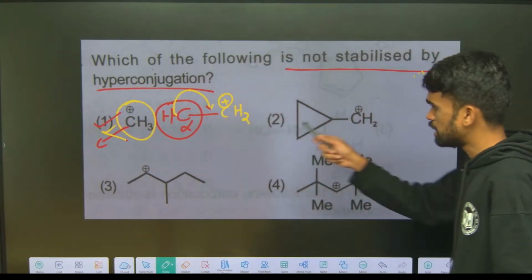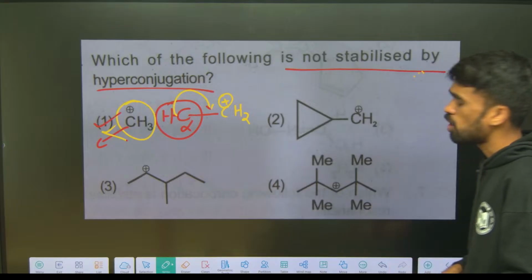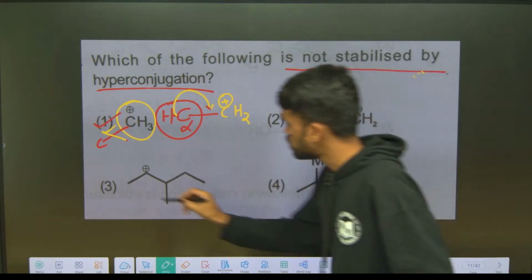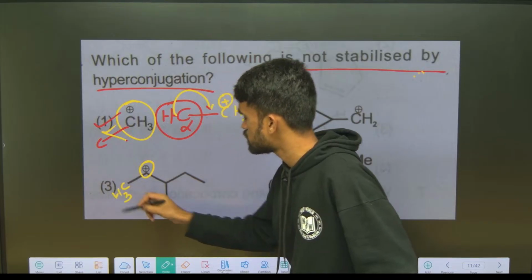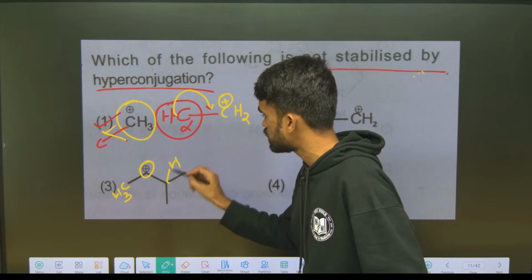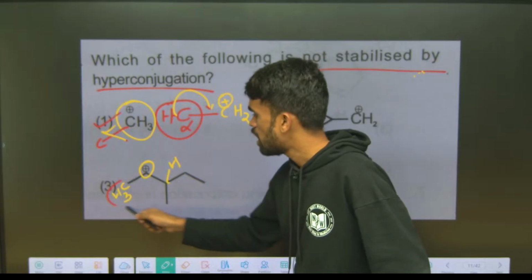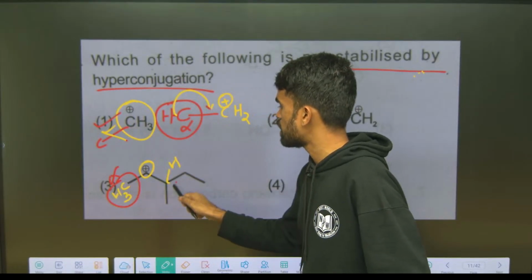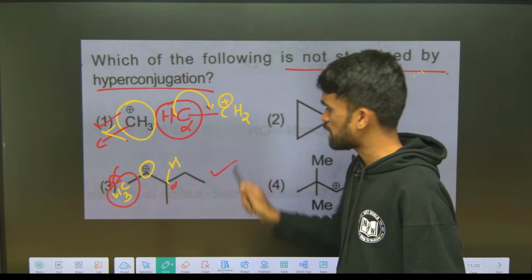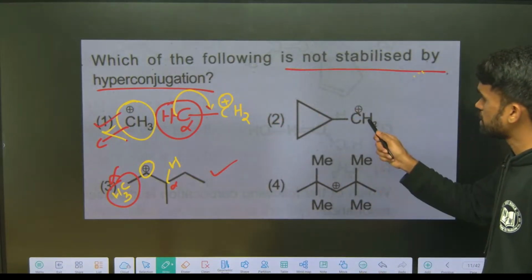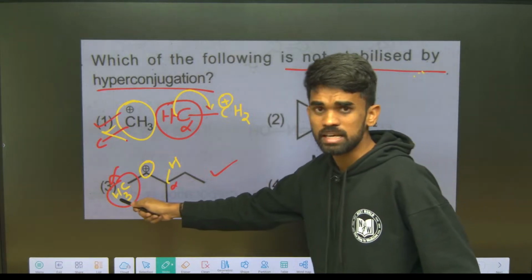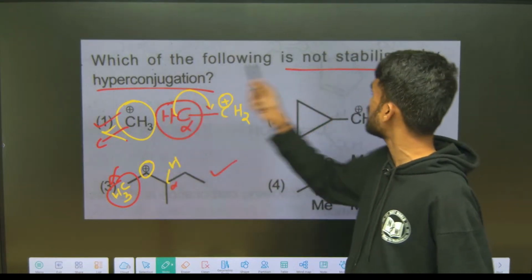Next one, here in 2, 3, 4, how can you answer? See here also, this is a carbocation having 3 alpha hydrogens, and on this side 1 alpha hydrogen. Now it can be stabilized by hyperconjugation of these alpha carbons. Yes, this is perfectly correct. Next, look at here. In this case alpha hydrogens are there, so hyperconjugation is possible. They are asking which is not possible.